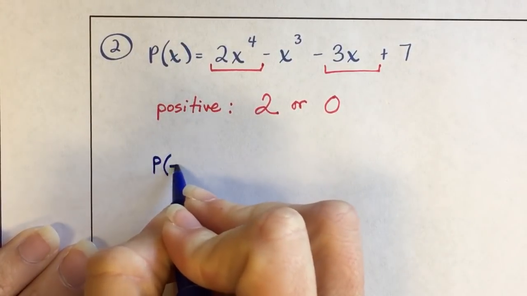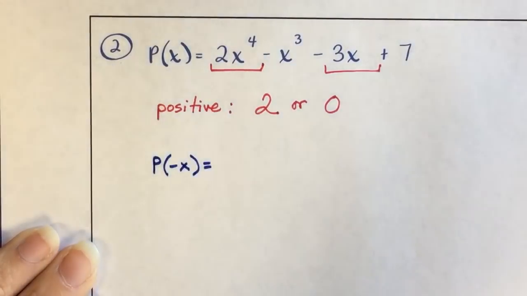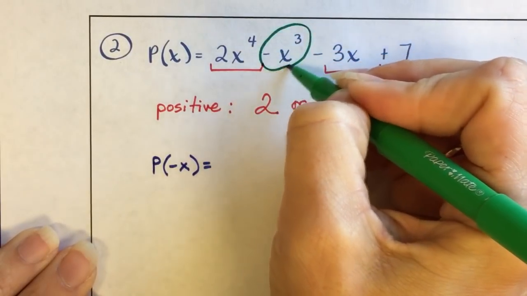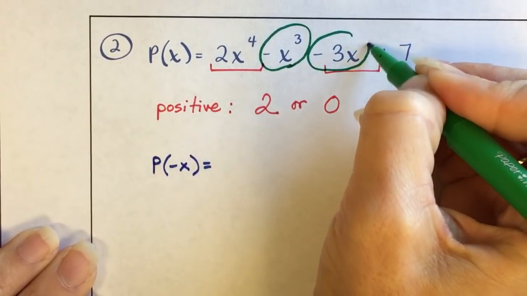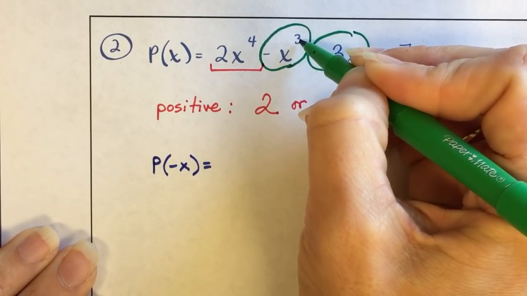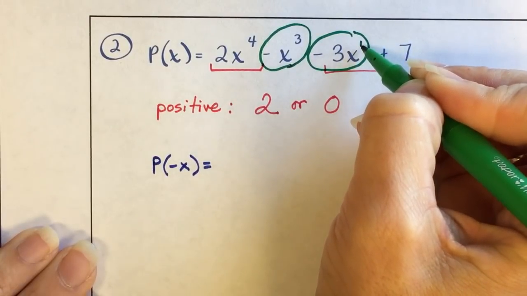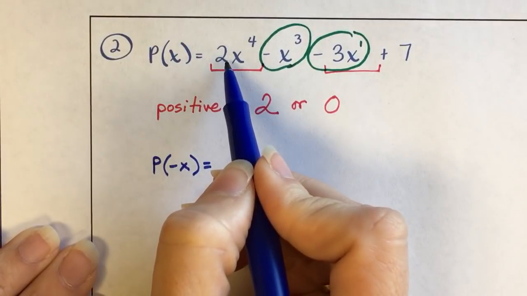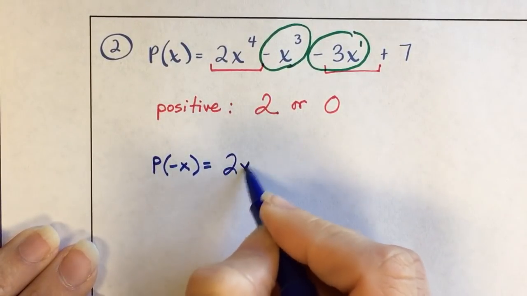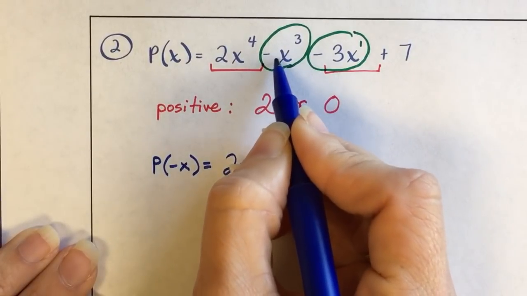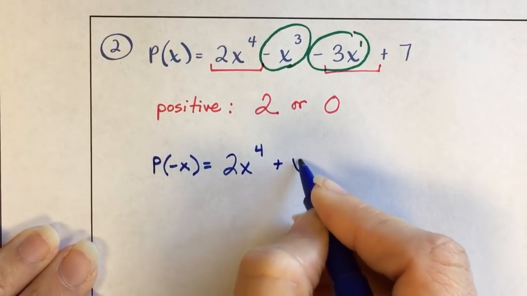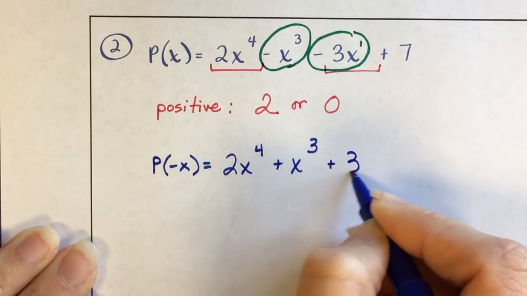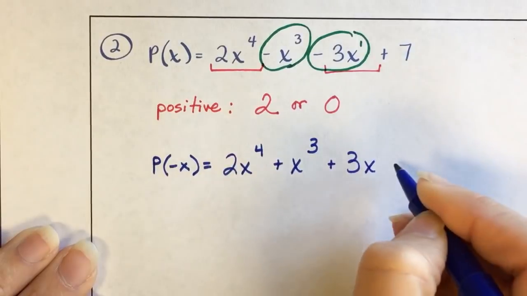Okay, now we're going to calculate P of negative x. So your odd exponents, that's this one and this one, because your 3 would be an odd exponent. Of course, this is an understood 1, that's an odd exponent. All right, so the first term's going to stay as it is. This is going to change to a plus now. This is going to change to a plus. And that's going to stay a plus.